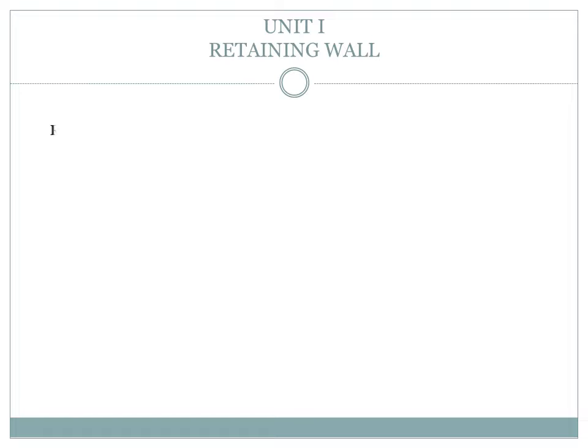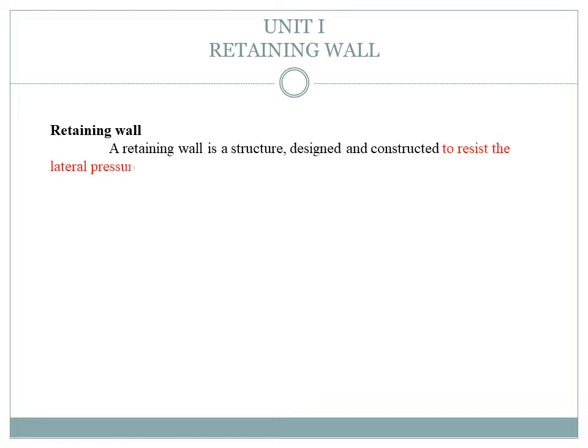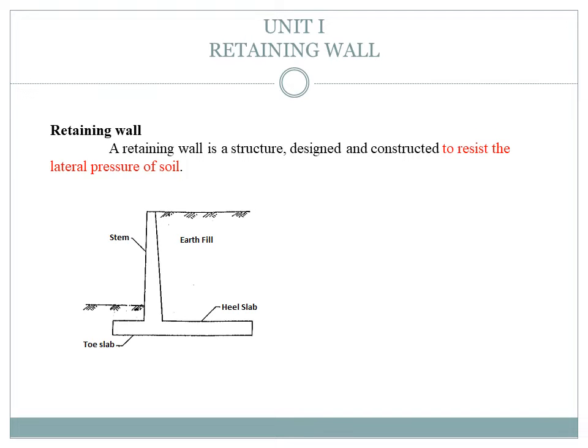Unit 1, retaining wall. A retaining wall is a structure designed and constructed to resist the lateral pressure of the soil. See the retaining wall, this is our wall. The vertical portion we call the stem portion, the left side small portion is called the toe slab portion, then the right side slab is the heel slab portion. The remaining is the earth fill portion. This is used for resisting the lateral pressure of the soil.